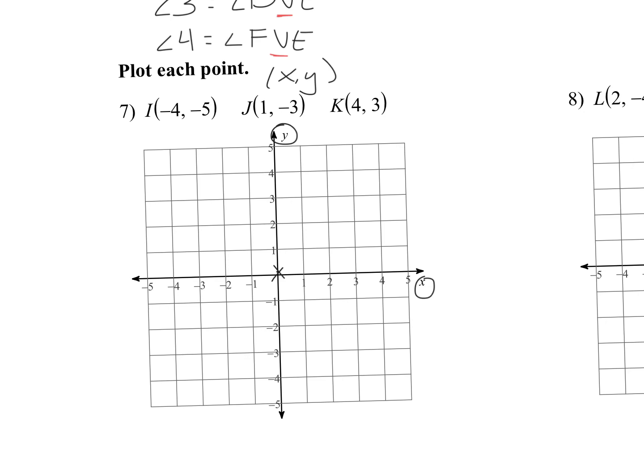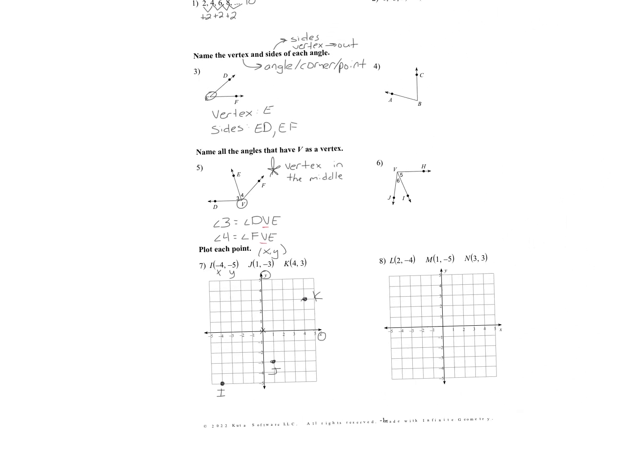From the middle, if I'm doing I, we have -4, -5. What direction do I go from the middle? Left to the -4. From there, where do I go? Down to -5. And then label. That's my point I. For J, where do I go if I'm starting in the middle? What direction? Right 1 and then down 3. That's J. Remember, don't work ahead. Stay on the odds with me. K, where do I go from the middle? Right 4, up 3. Anyone wants to connect it? You don't have to connect them. Just plot points. Any questions on the front page before I move on?